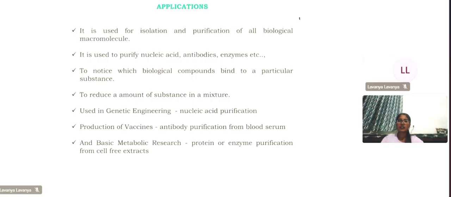It is used to reduce the amount of a substance in a mixture, in genetic engineering and nucleic acid purification. Then production of vaccines, and antibody purification from blood serum. So this is used in vaccines and antibody purification in blood samples, and in basic metabolic research, for protein or enzyme purification from cell-free extracts. So by this, I conclude this topic.